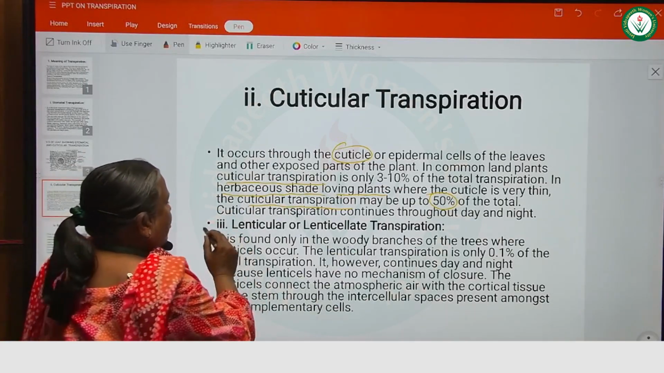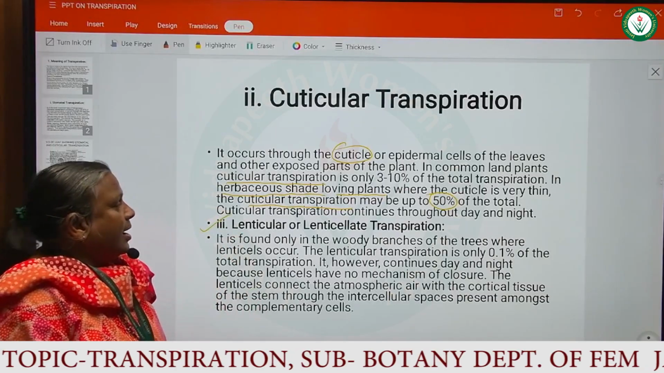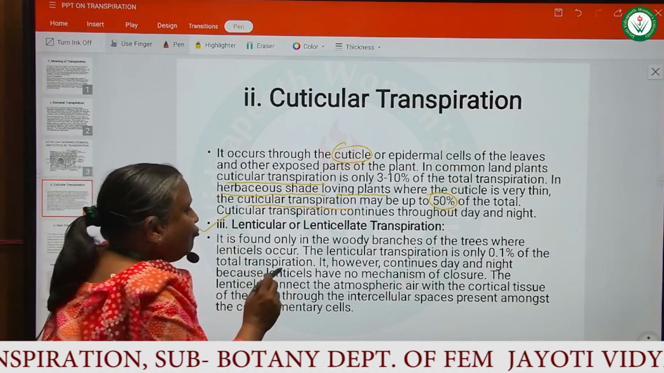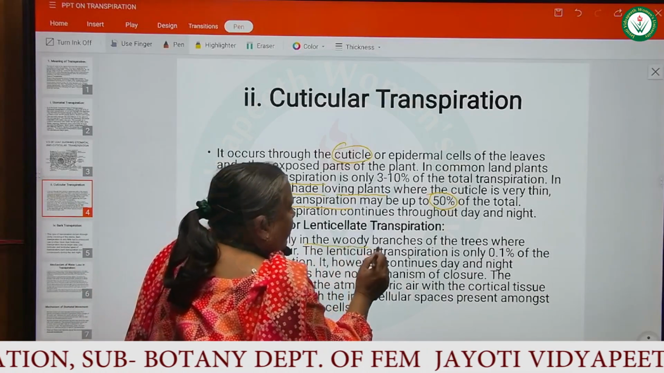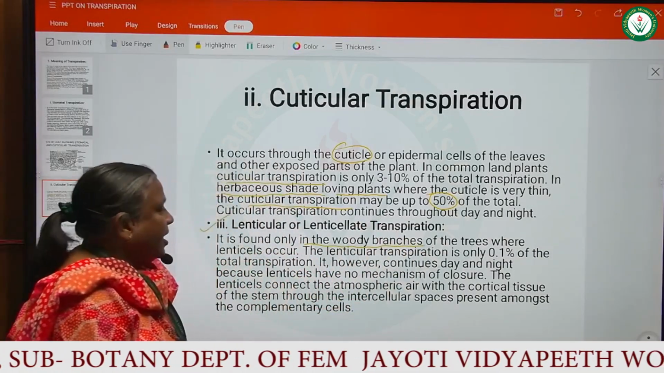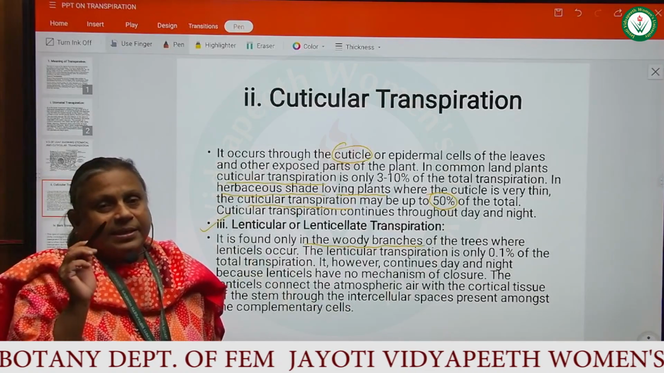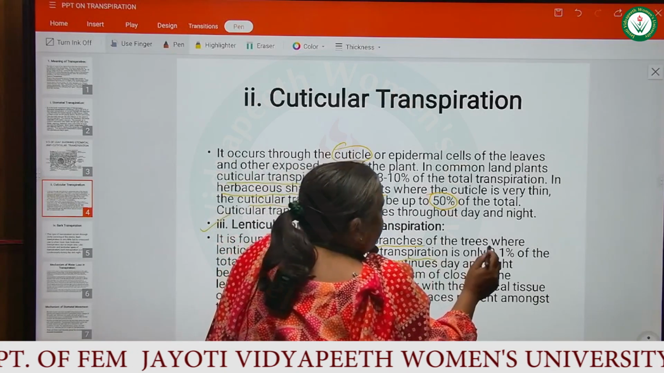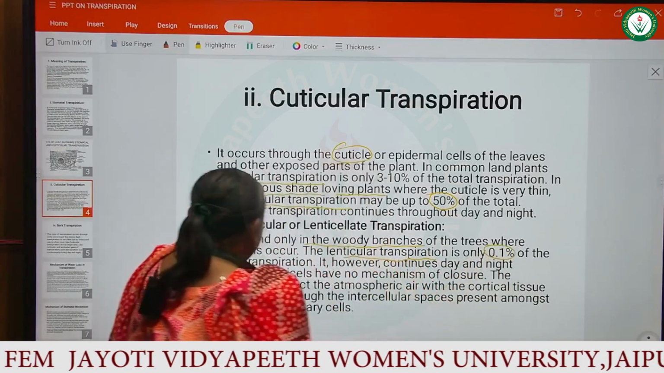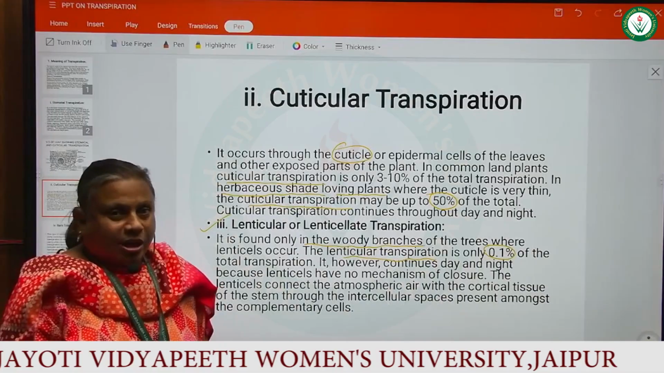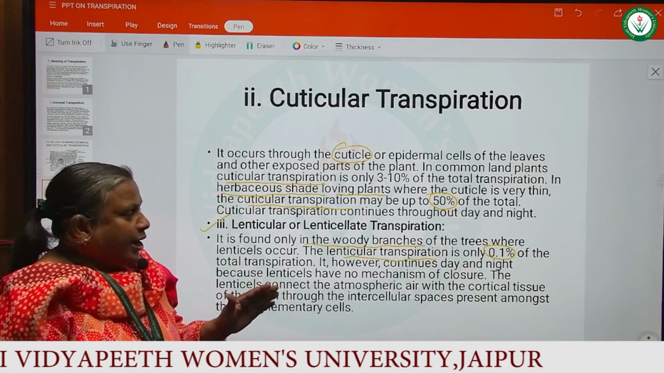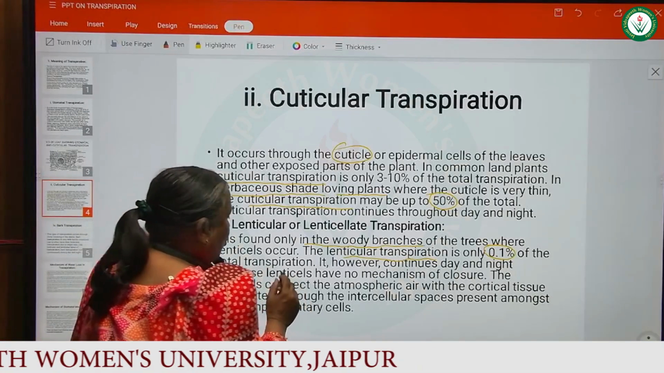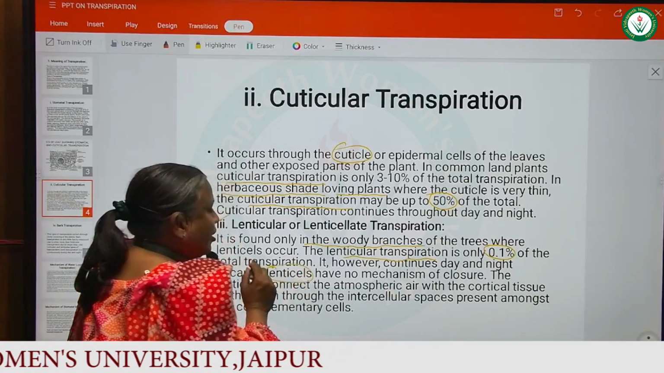Now I talk about the lenticular transpiration. So the lenticular transpiration is found only in the woody branches of the trees where lenticels occur. The lenticular transpiration is only 0.1% of the total transpiration. It continues day and night because lenticels have no mechanism of closure.